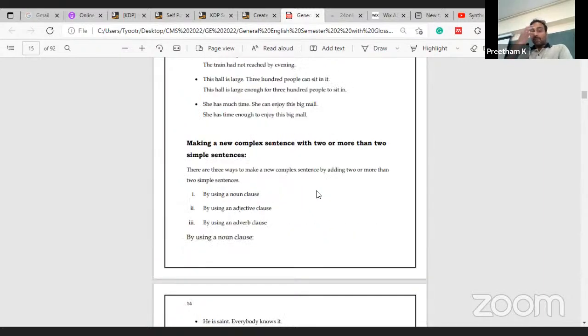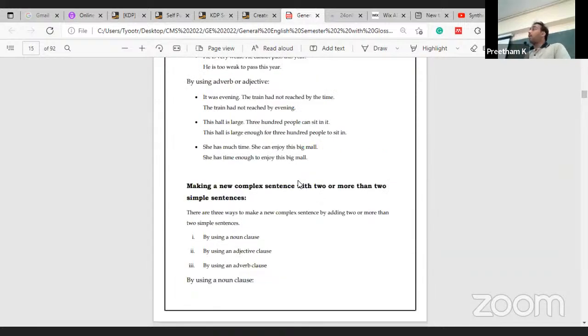Yes. She has much time. She can enjoy this big mall. She has time enough to enjoy this big mall. So what is this phrase? "Enjoy this big mall." What is it describing? Is it an adjective or an adverb?